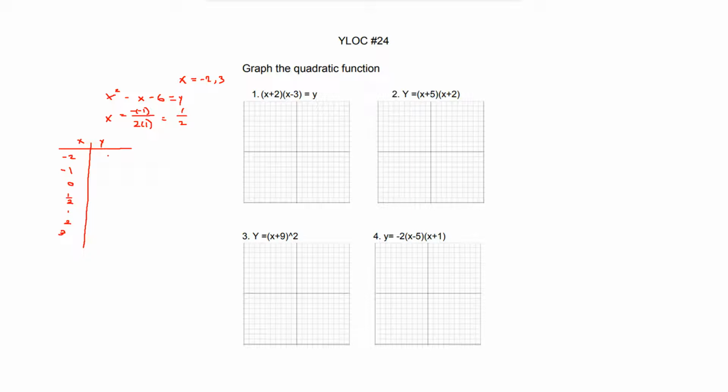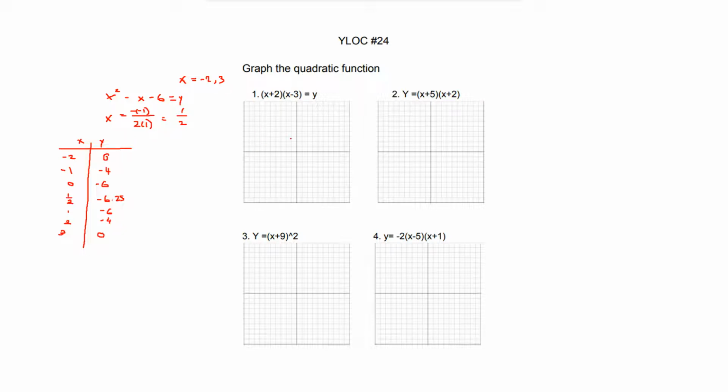Plug in -2, get 0. -1, you get -4. 0, you get -6. 1/2, you get -6.25. And 1, you get -6. 2 equals -4. 3 is 0.